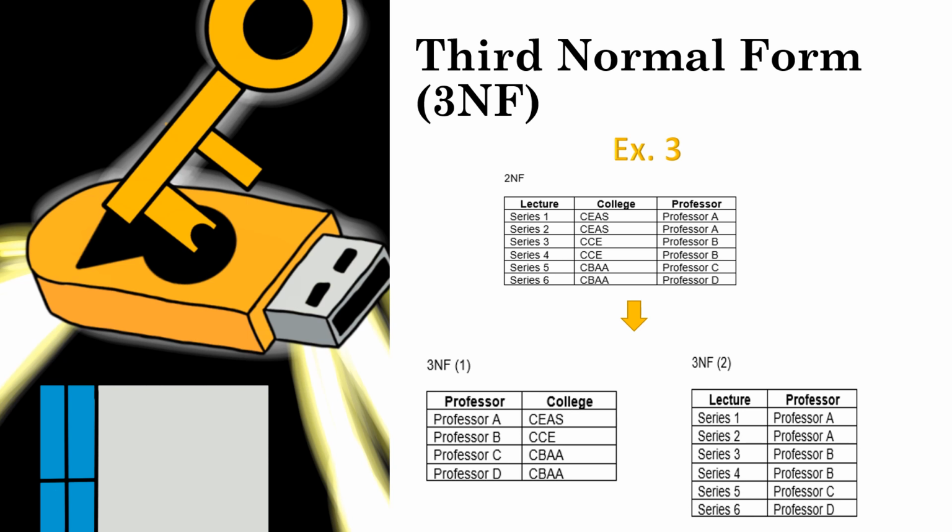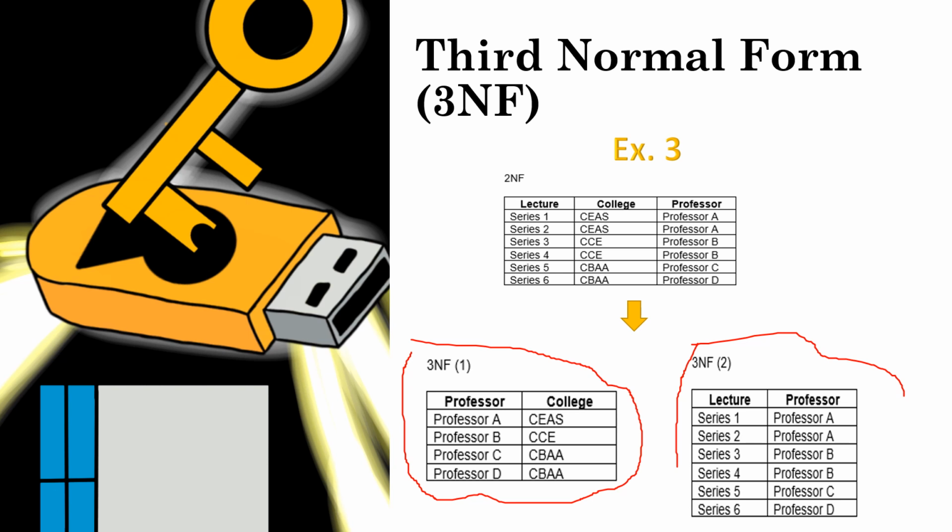In third normal form, all these are resolved. So we have to split the table above into two tables. We have the professors table consisting of the college, such as Professor A, B, C, and D, from the colleges SEAS, CCE, CBAA. For the other table, we have lecture series 1 to 6 with professors A, A, B, B, C, and D. So that is the solution if we want to convert the first table with the lecture, college, and professors into the third normal form, consisting of the first set of table, which is professor and college, and the other one, which is lecture and professors.